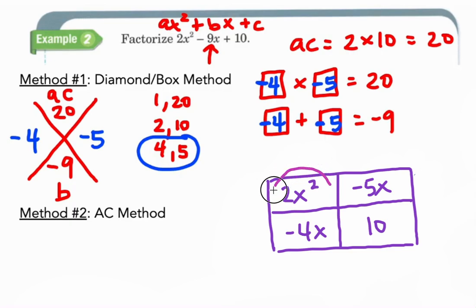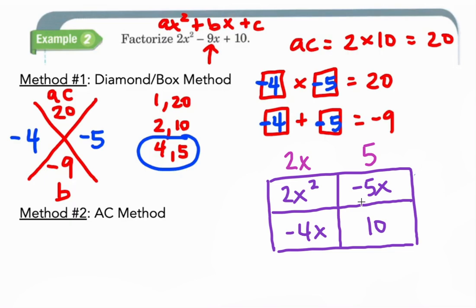So we will start here, and we will figure out what the GCF is between 2x squared and negative 4x. What do they have in common? Well, they both can be divisible by 2, and 1x is what they share. So I'm going to place a 2x here. They both share a 2 and an x. Next, we're going to move over to the next column. And what do negative 5x and 10 have in common as their greatest common factor? Well, they both have a 5.